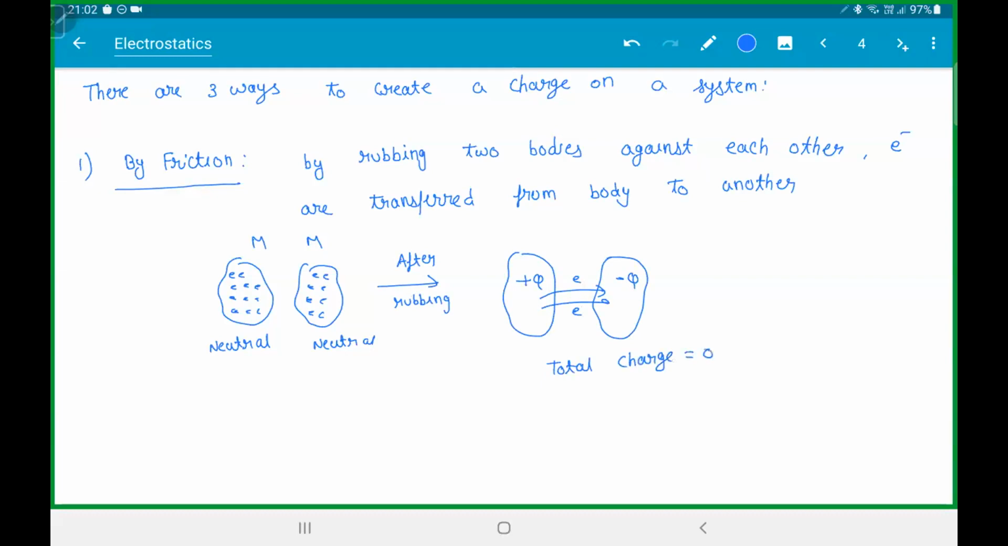because overall it was neutral. Now, if I ask a question like this: two identical bodies, which are neutral, are rubbed against each other. After rubbing, who will have more mass, the positive charge or the negative charge?